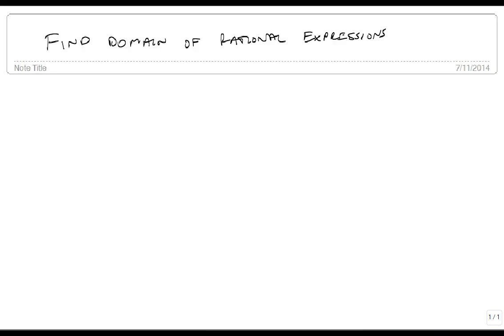We are going to find the domain of rational expressions. Remember, when we defined the rational expression, we mentioned that the domain was everything that doesn't make the denominator 0. So it's kind of weird to list it as what it can't be, but that tends to be the easiest case.